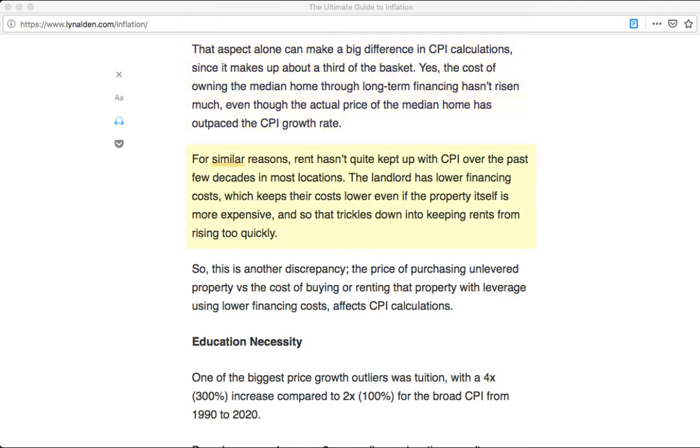For similar reasons, rent hasn't quite kept up with CPI over the past few decades in most locations. The landlord has lower financing costs, which keeps their costs lower even if the property itself is more expensive.